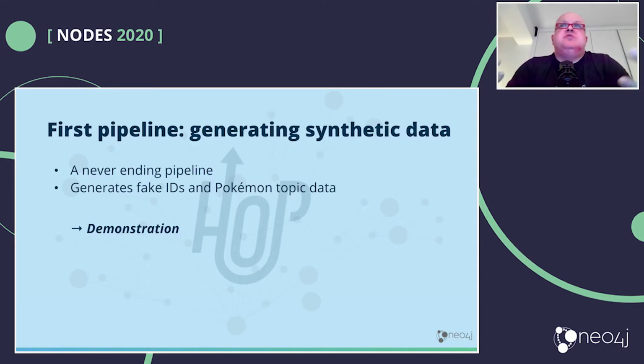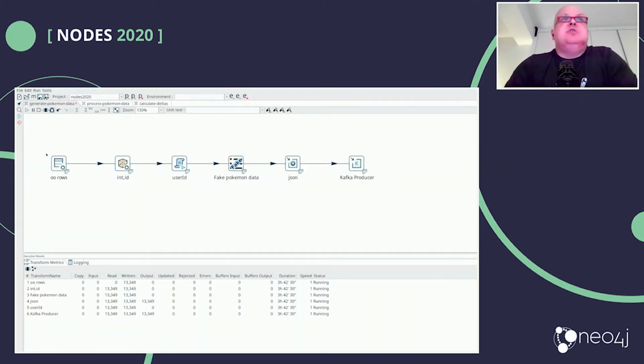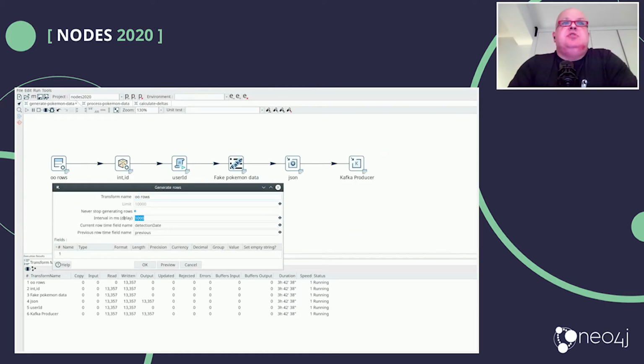So the first pipeline I want to look at with you is how are we going to generate synthetic data? We want to have some kind of never-ending pipeline that generates fake user IDs and fake Pokemon topic data. So let's switch over to Hop and take a look at this. You have a lot of data orchestration tools out there that have similar things. This says, I want to generate a fake message every second.